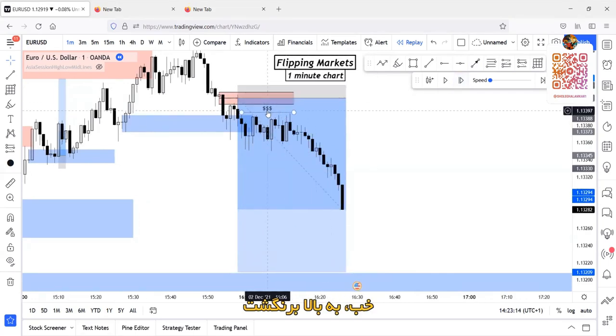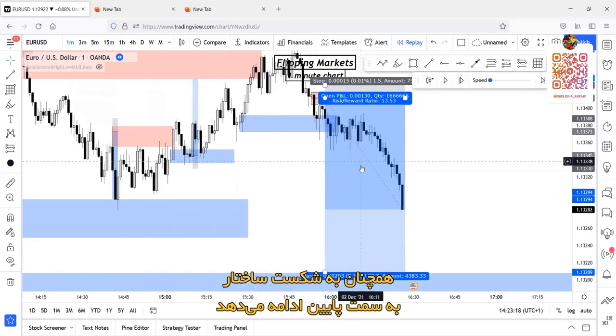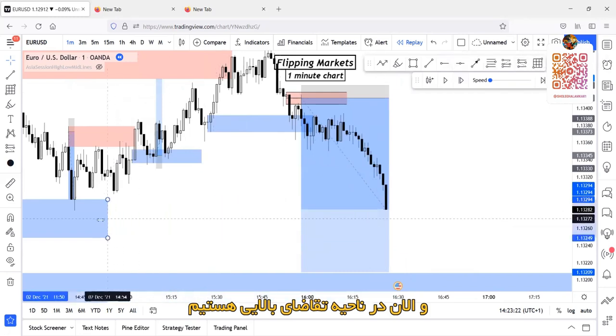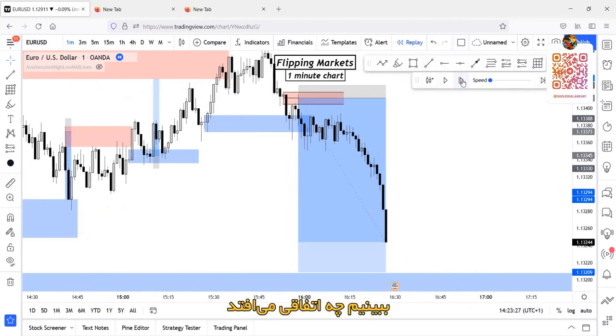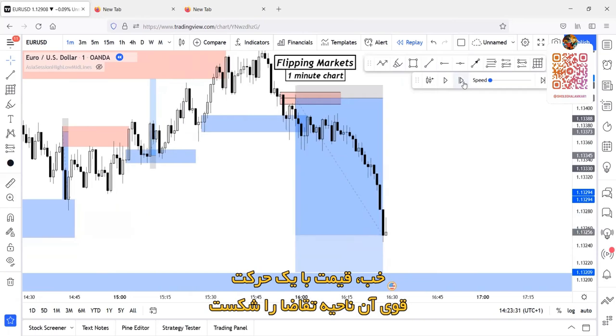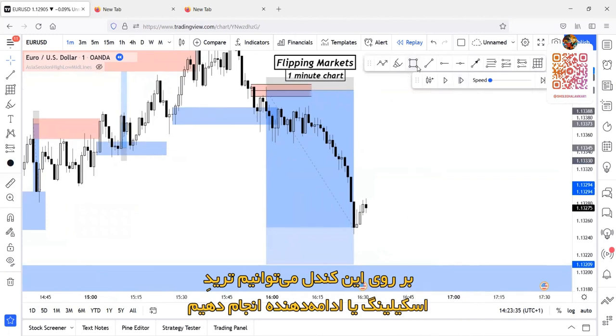Okay, it won't come back up. It just keeps breaking structure to the downside. And we are currently in the upper demand zone, as you can see. Okay, let's see what happens. Okay, price just broke that demand zone with an impulse movement. And we could actually look for a scaling trade, continuation trade on this candle.